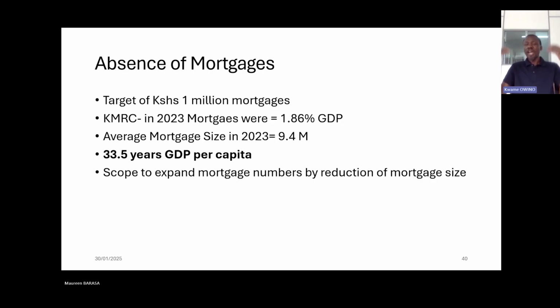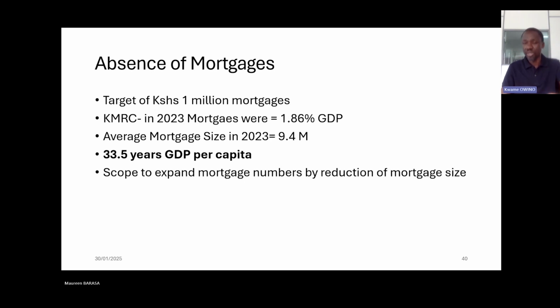So I asked myself, okay, people buy houses from their income and the future. 9.4 million shillings represents 33.5 years of income per person in Kenya. 33 years. It is no wonder that mortgage numbers are that low. Why? Because incomes are low. So there's scope to expand mortgage numbers by reduction of mortgage size. But I think what it's telling us about the absence of mortgages is that Kenyans have an income problem.